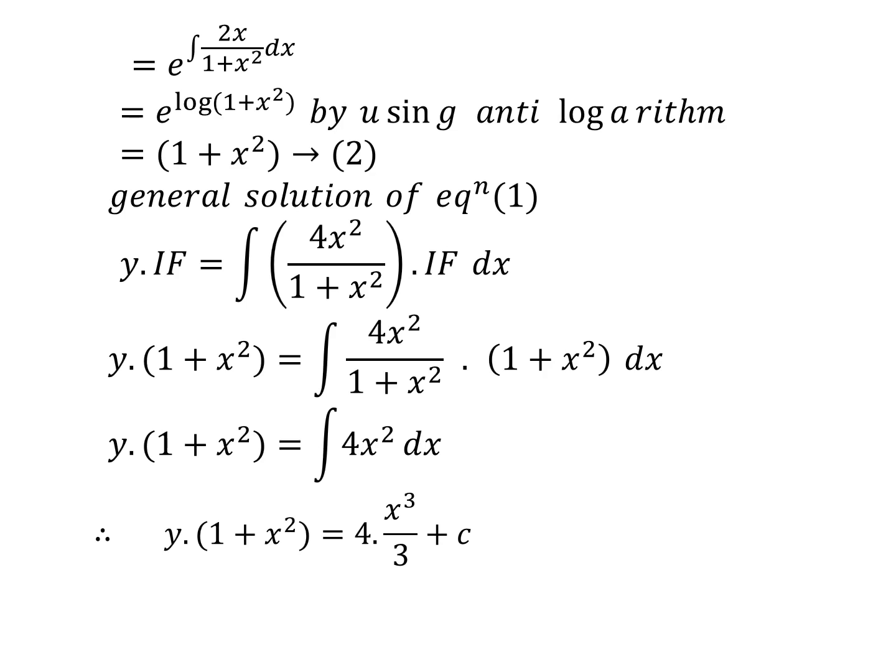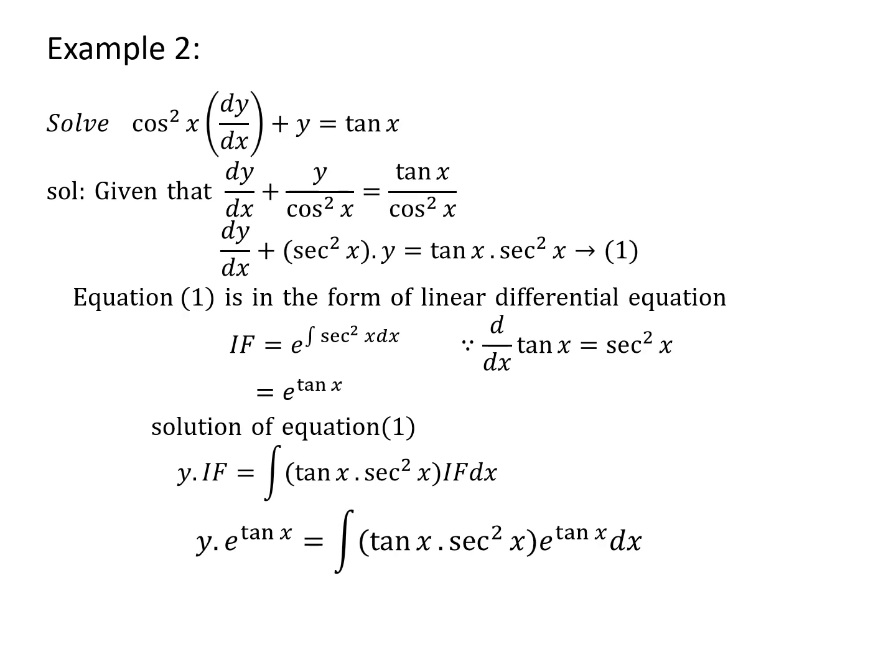In the next line, y(1 + x²) equals the integral, where in the above line 1 + x² and 1 + x² get cancelled. The leftover part is the integral of 4x² dx. Finally, y(1 + x²) equals 4 into the integral of x² dx, where 4 is treated as a constant and taken outside. The integral of x² is x³/3 + c.